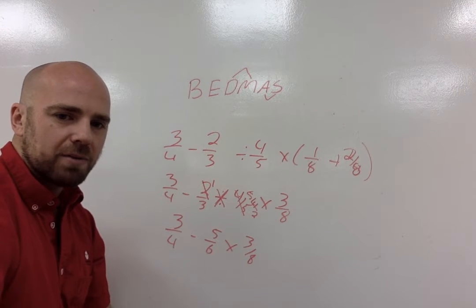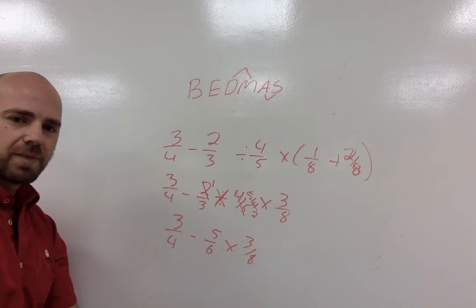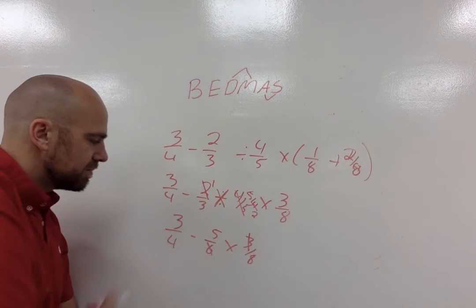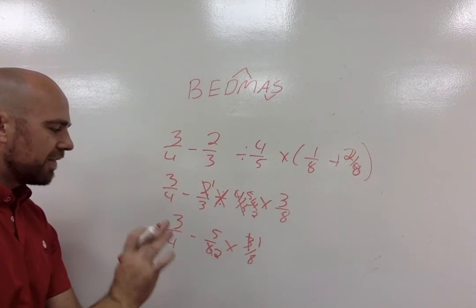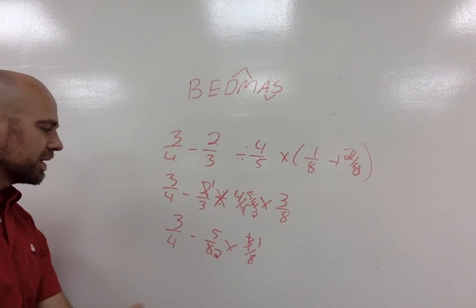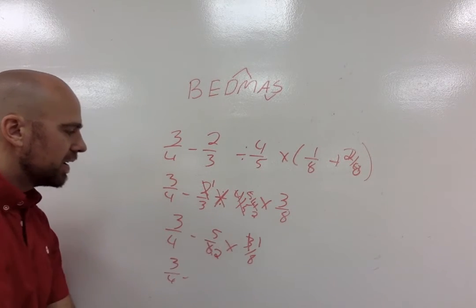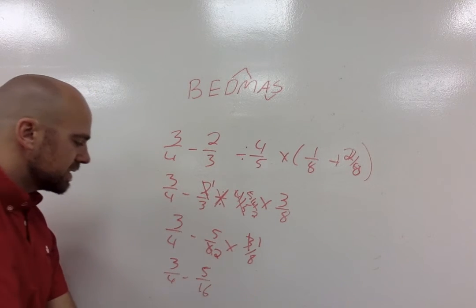Now, when I'm looking at my next operation, I have to do the multiplication. Okay, so my multiplication, I'm going to try to simplify it once again. I'm going to simplify these, divide them both by 3. This becomes a 1, this becomes a 2. 5 and 8, I can't do anything, right? So my next line is 3/4 minus, let's go, 5 times 1 is 5, 2 times 8 is 16.